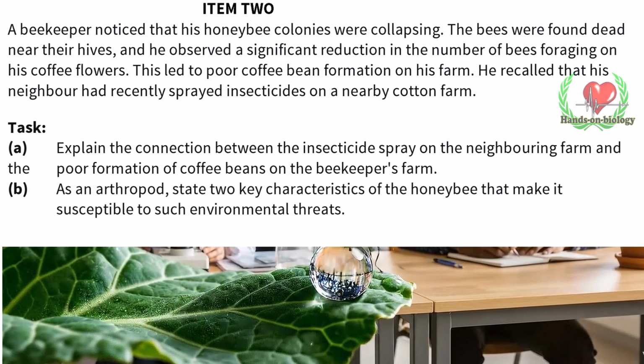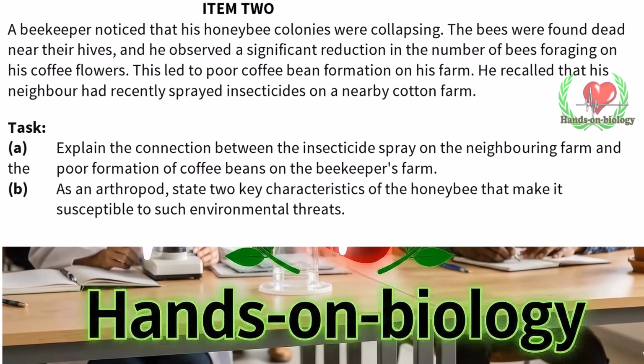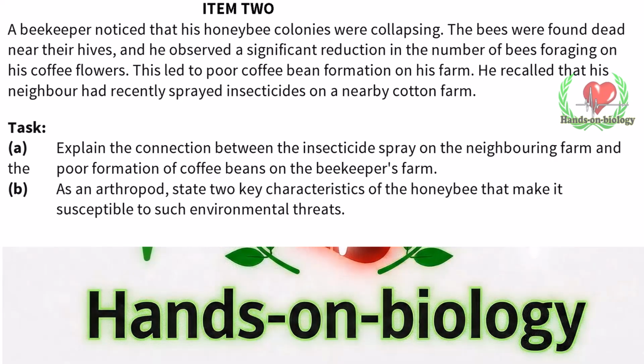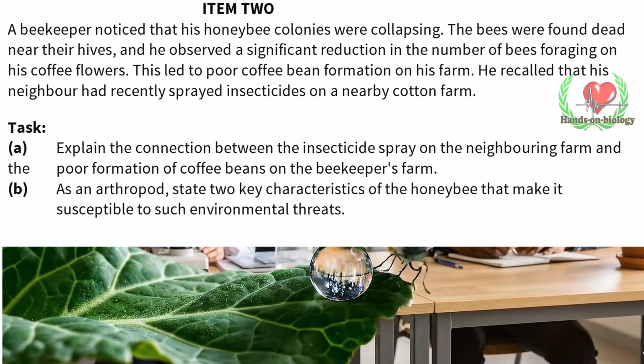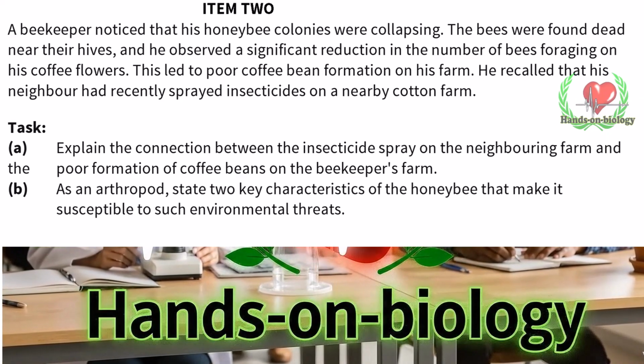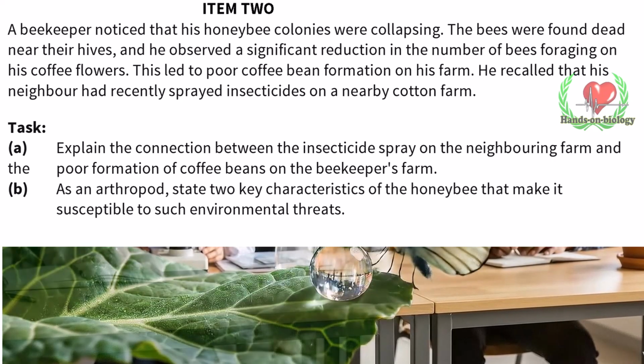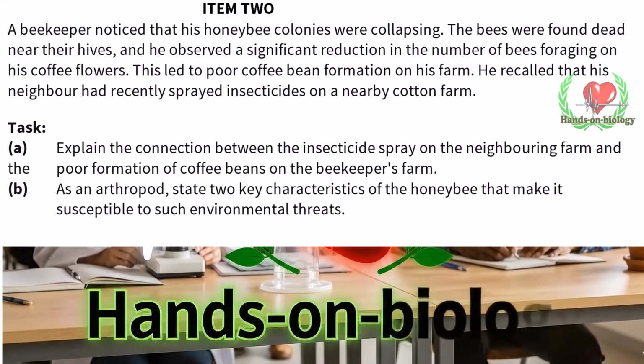A beekeeper noticed that his honeybee colonies were collapsing. The bees were found dead near their hives, and he observed a significant reduction in the number of bees foraging on his coffee flowers. This led to poor coffee bean formation on his farm. He recalled that his neighbor had recently sprayed insecticides on a nearby cotton farm.